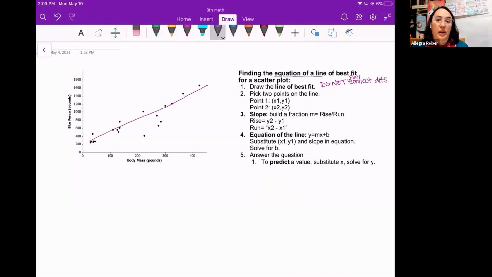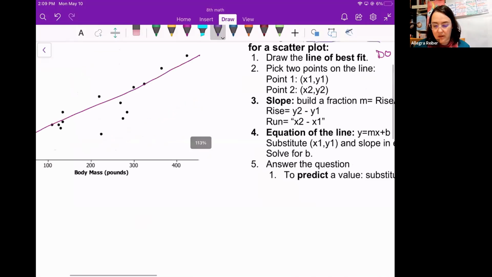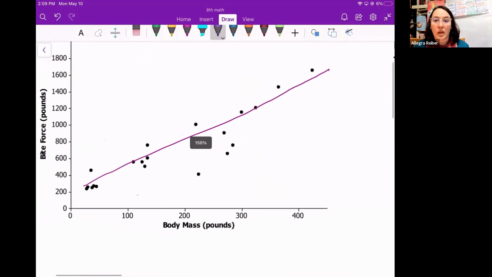Okay, now I have a straight line. And here's the key thing I want to point out for you. I'm going to zoom this in a lot. I may have a scatter plot here, but I just need the equation of the line I see. So I'm going to find 2 points on my line.